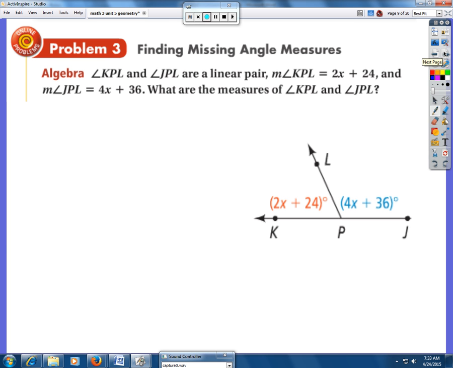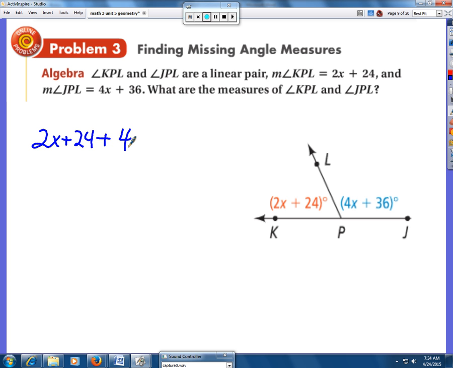Okay, so the first problem we're going to look at is we've got KPL and JPL, sorry. And the measure of KPL is represented by this expression. Measure of JPL is measured by this expression. So since I know they're a linear pair, I also know they're supplementary angles, which means their measures add up to 180. So I can take the two expressions, 2x plus 24 plus 4x plus 36, and set that equal to 180, very similar to that third warm-up problem we did. So when I have two supplementary angles, I add them together and set that equal to 180, then solve.